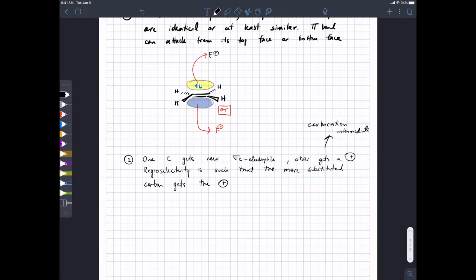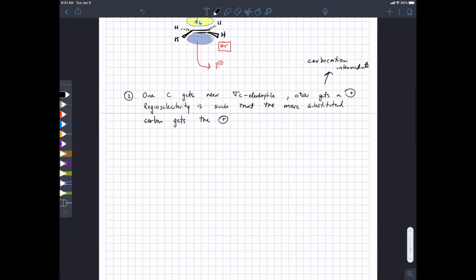And as we know, carbocations on more substituted carbons are more stable, so we're selectively going to choose to make the new bond between carbon and electrophile such that the more substituted carbon gets the positive charge. And then finally, a stereochemical reminder that carbocations are planar too.